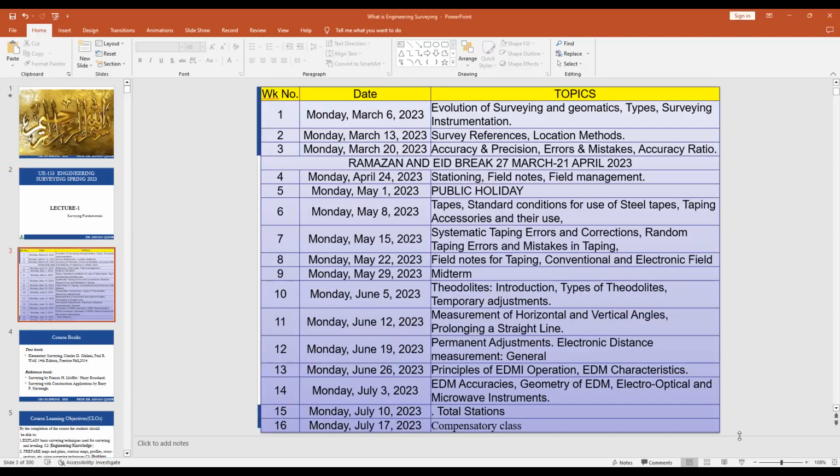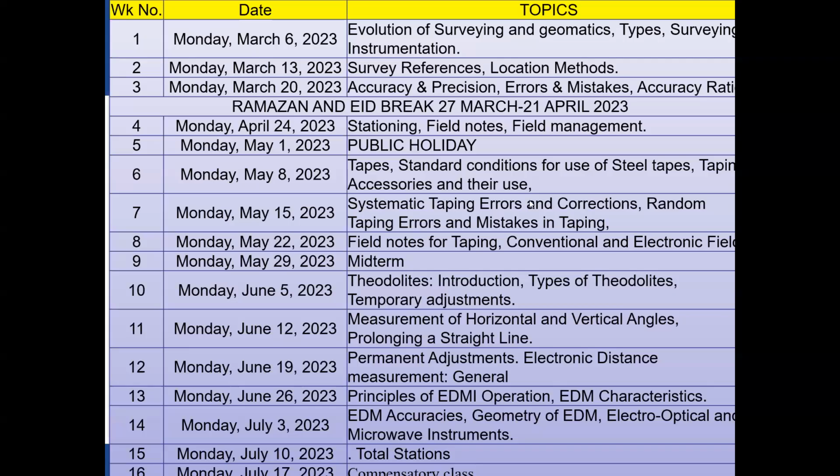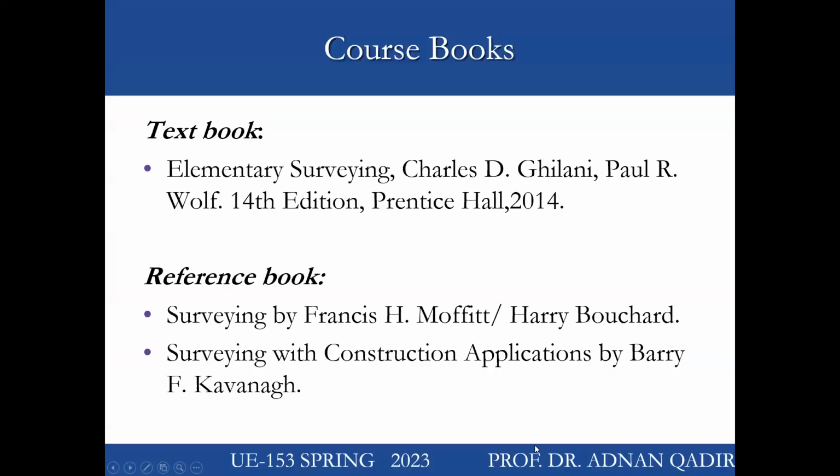This is the course outline we are going to follow, and we'll have this schedule right from March 6 to July 17, 2023. The course textbook is Elementary Surveying by Charles D. Ghilani and Paul R. Wolf. It's the 14th edition, and the publisher is Prentice Hall, and it was published in 2014. The reference books are Surveying by Francis H. Moffett and H. D. Bouchard, and Surveying with Construction Applications by Barry F. Kavanagh, the latest edition.